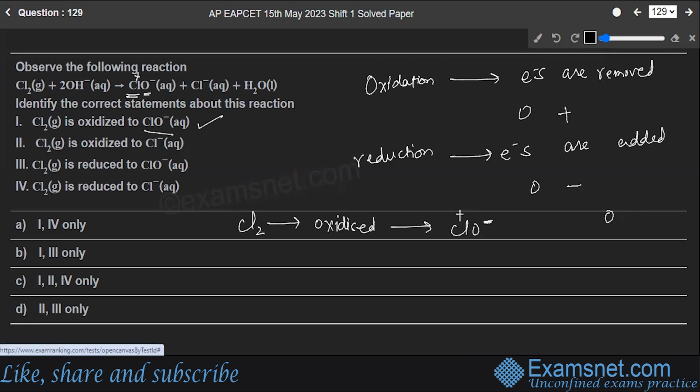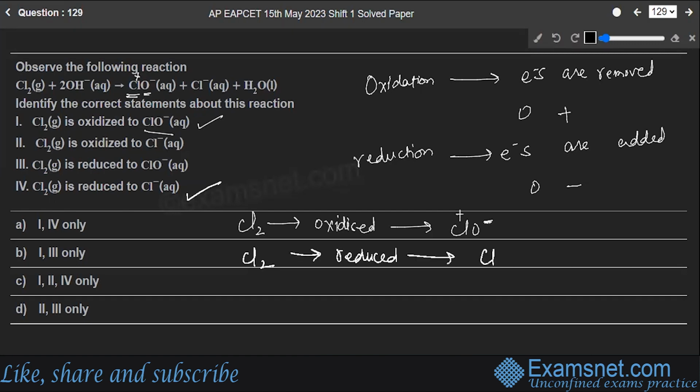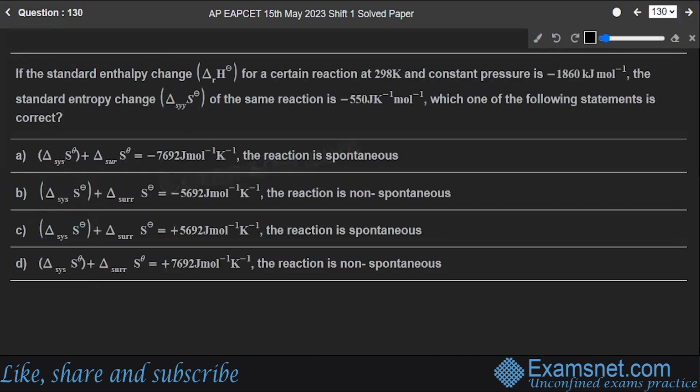Okay, leave it. Anyways, the second one, the chlorine gas is reduced to chloride aqueous. This is the last one. C part is also clear, right? The chlorine gas is reduced to give you chloride, because here the electrons are being added to it. So this is reduction. That means option A is the right answer. Hope you understood this. Next is question number 130.